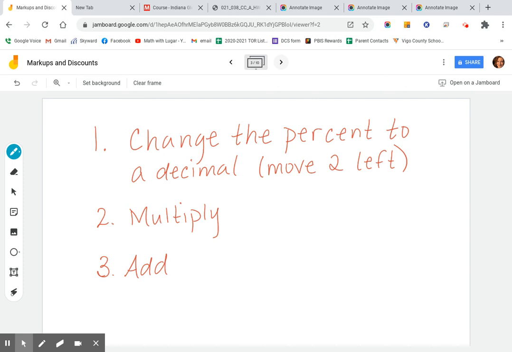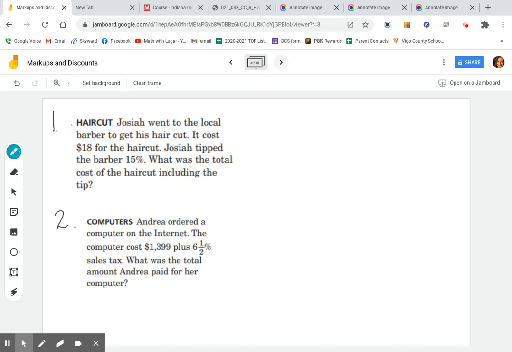Let's do an example. In the first one, Josiah went to the local barber to get his hair cut. It cost $18 for the haircut. Josiah tipped the barber 15%. Did you know 15% is the recommended amount for good service? They say the proper thing to do is to tip 15%. And then if your service is especially good, you can go more than that. If it's not so great, then you can go less than that. But 15% is kind of your baseline. What was the total cost of the haircut, including the tip?